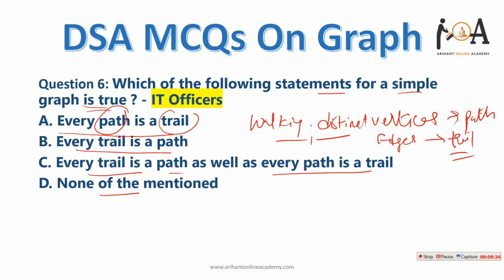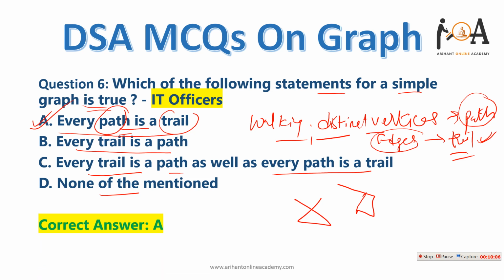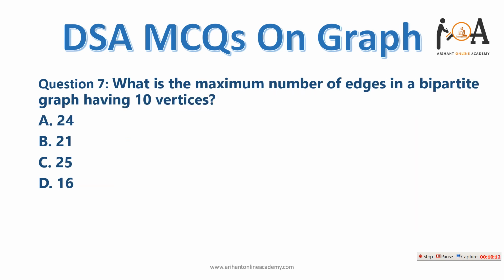If you are using distinct vertices for a walk, it is called a path. But if you use distinct edges while walking, it is called a trail. So every path is a trail. It is true. Why? Because if the vertices themselves are different, then it is always a trail. But every trail may not be a path. Why? Because the edges might be distinct, but here vertices may overlap. That is why option A is the correct answer, that every path is a trail, but every trail may or may not be a path, but universally option A is the correct answer.